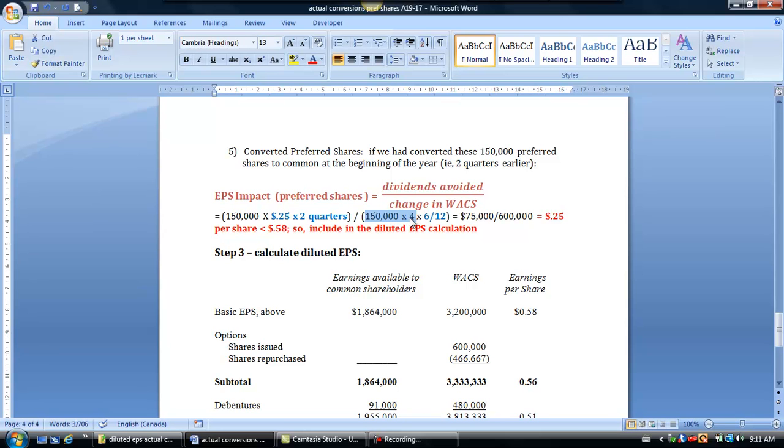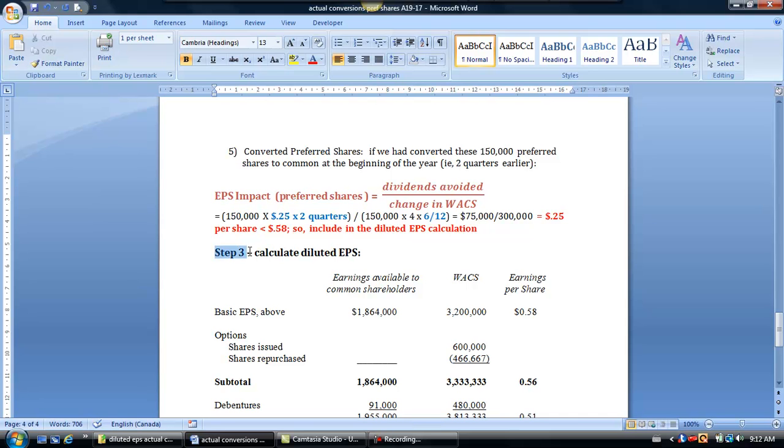So I would have had 600,000, that should actually be 300,000 more shares available, because they would have been available 6 months earlier. See how the proration enters into this? I would have had those 600,000 common shares available 6 months earlier. So I would have had a weighted average impact of 300,000, which means an impact here of 25 cents a share, which again is less than 58 cents. So I'm going to include it in the diluted EPS calculation.